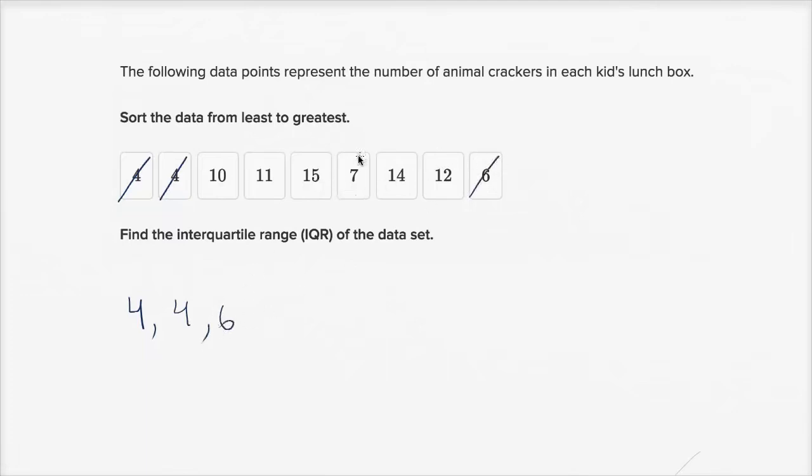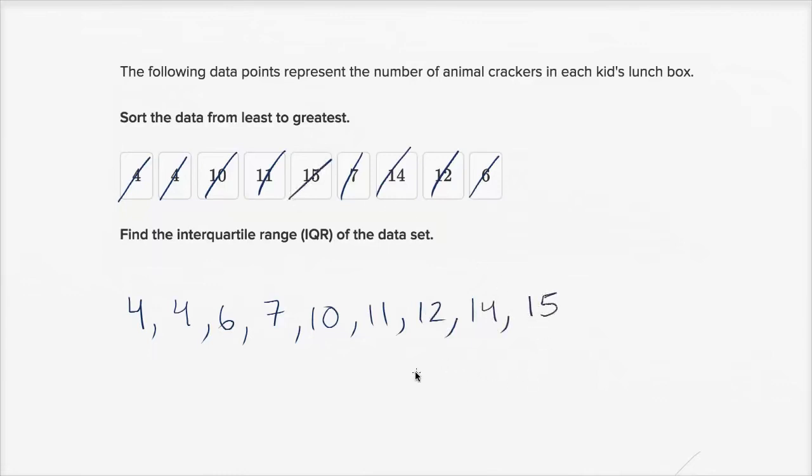And then there's a 7. There doesn't seem to be an 8 or a 9, but then we get to a 10. And then we get to 11, 12, no 13, but then we get 14. And then finally we have a 15.